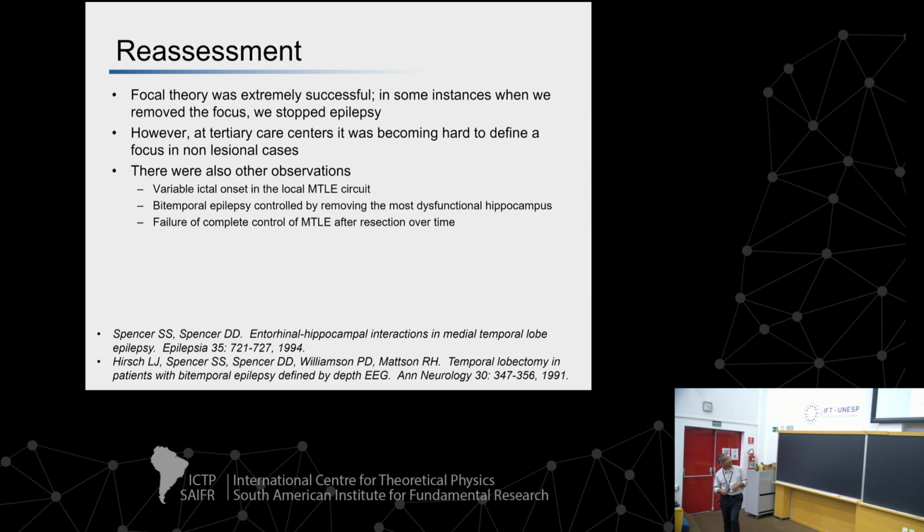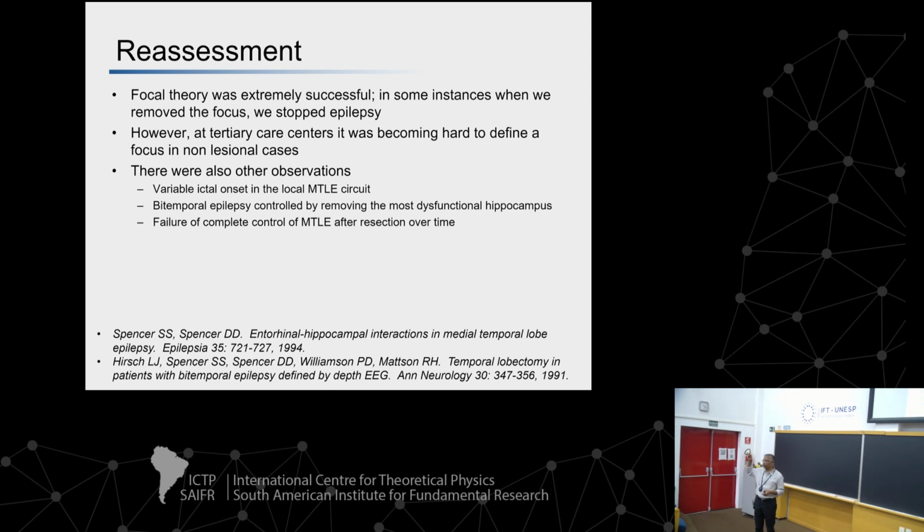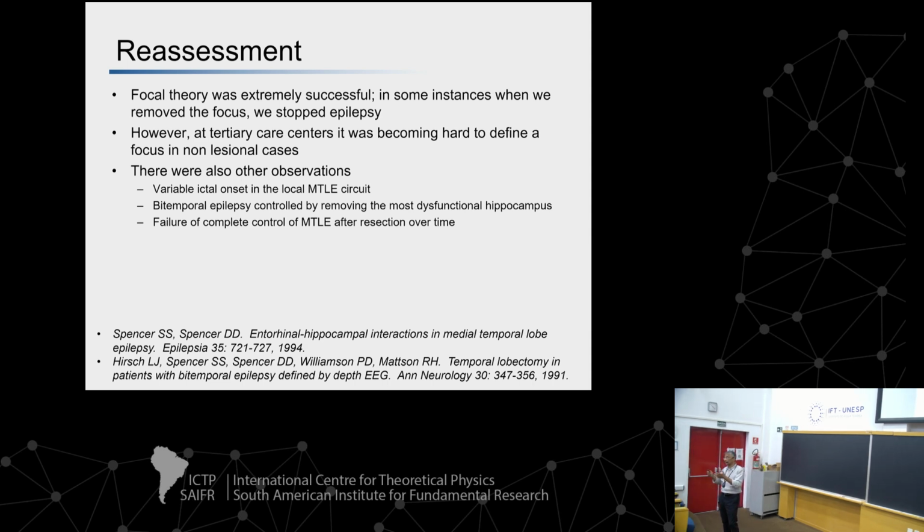So this causes a reassessment, right? The focal theory was extremely successful in some instances. When we remove the seizure onset area, the focus, we control the person's seizures in some instances. However, it's becoming increasingly difficult for us to find a focus in non-lesional patients. There were also other observations within my group earlier. Dr. Susan Spencer published papers saying that in a single patient, we're seeing variable onset within the medial temporal lobe, but overall it looked like just one component of the medial temporal lobe was dysfunctional, and they removed it, and the person's seizures were controlled. So the variability in where exactly the seizure onset starts does not clearly delineate the part that's sick. It's like it was jumping around, if you wish.